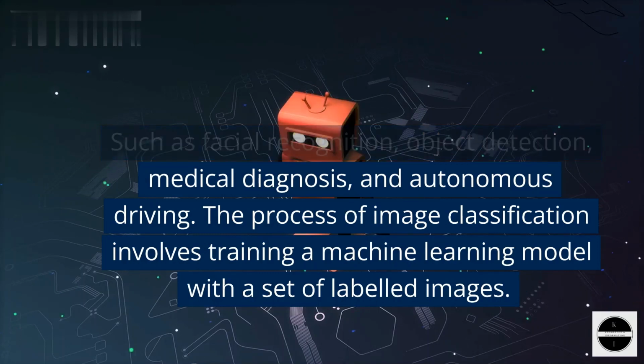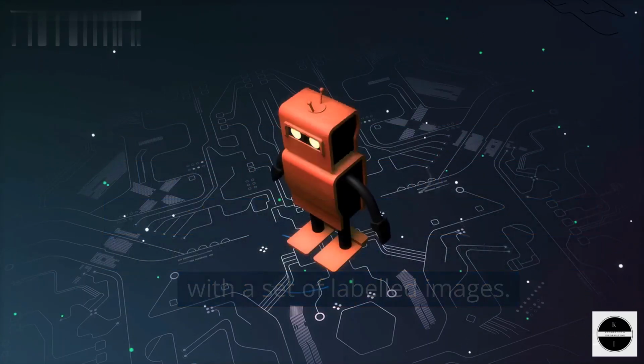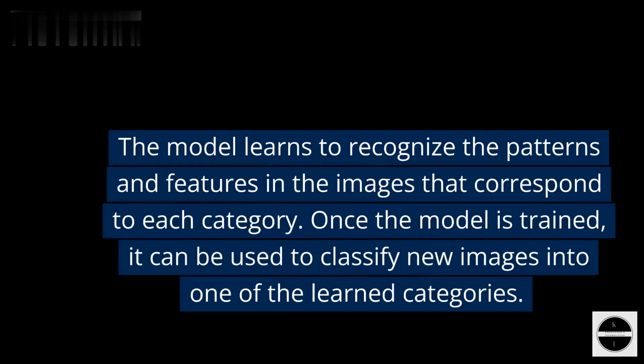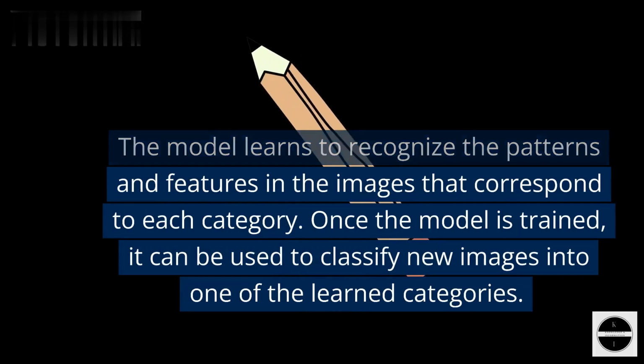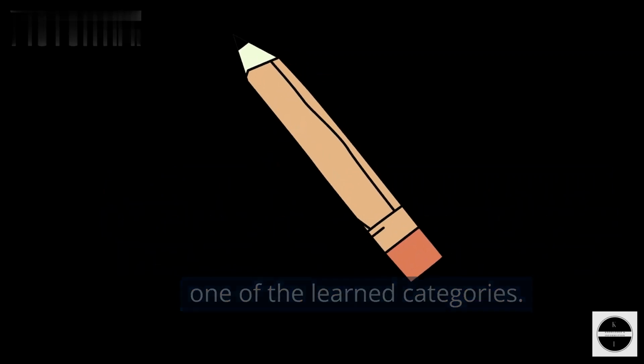The process of image classification involves training a machine learning model with a set of labeled images. The model learns to recognize the patterns and features in the images that correspond to each category. Once the model is trained, it can be used to classify new images into one of the learned categories.